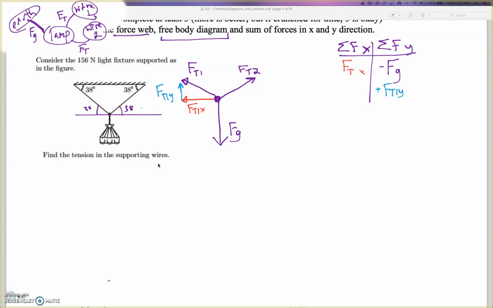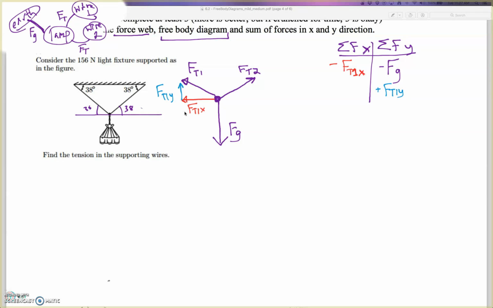Subscripts, I'm doing the most. But they're really useful for keeping track of which one we're talking about. So force tension 1 in the x direction, and that's going backwards in the x direction. So that's going this way in the negative x direction. So I'm going to call that negative.